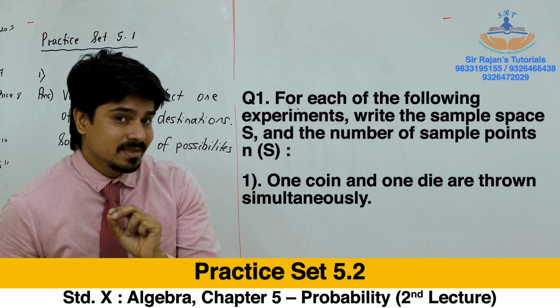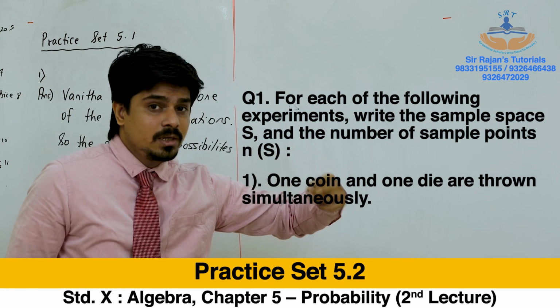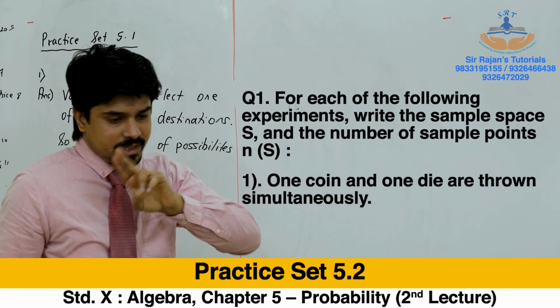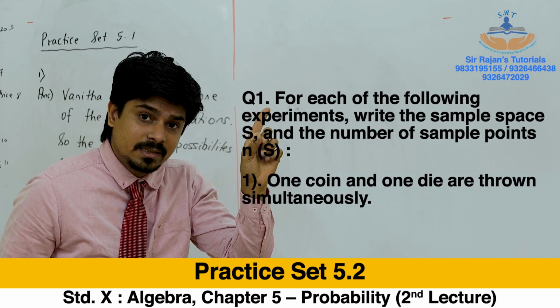Coin का possibility क्या था? Head और tail था. Die का possibility क्या था? 1, 2, 3, 4, 5, 6. अभी जब मैं combine करेगा, head के साथ में 1, head के साथ में 2, head के साथ में 3, याद आया जो पहले सिखाया था?